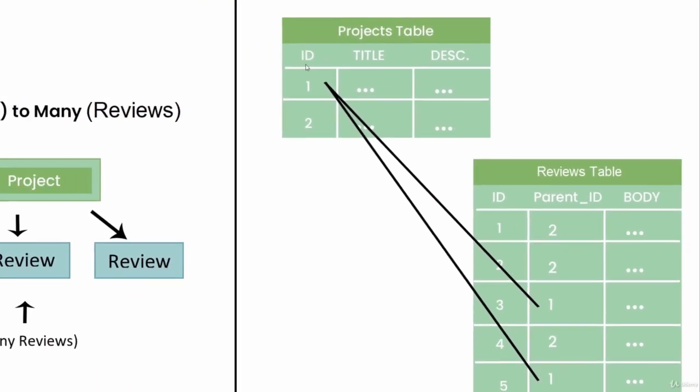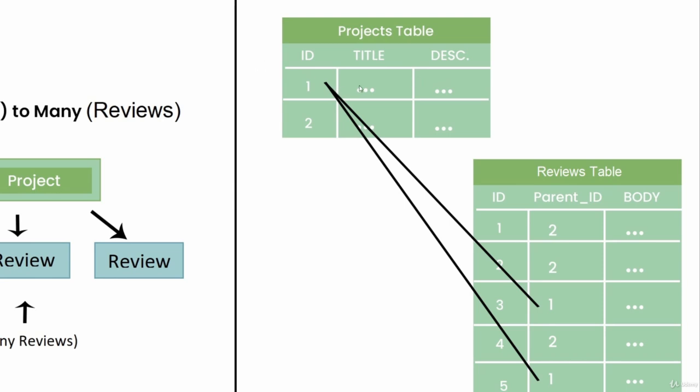So the projects table has its typical attributes. It has its ID, title, description, and so on. Now the review table would have its ID, the body, maybe the actual review that somebody is writing, the relationship to maybe the user that wrote that review. But in this case, how we connect these two tables is by automatically generating or even manually creating another column here for the parent ID.